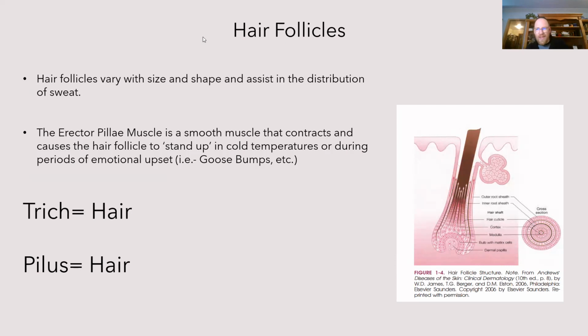Now, my question for you is, have you ever gotten a goosebump? A goosebump is due to the fact that you have a small, smooth muscle basically attached to your hair follicle in the skin, and it's called the arrector pili muscle. It's a small, smooth muscle that contracts and causes your hair follicle to stand up straight. In cold temperatures, or maybe when you're angry or upset, you get goosebumps.